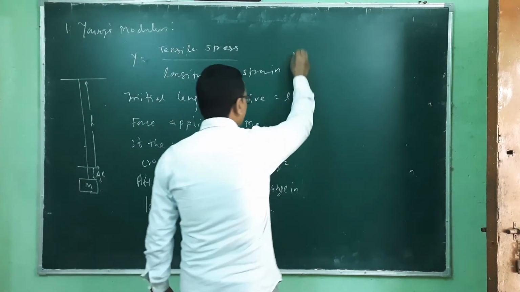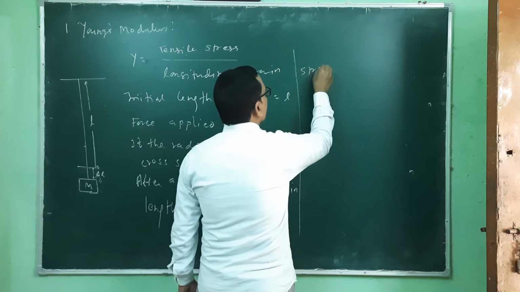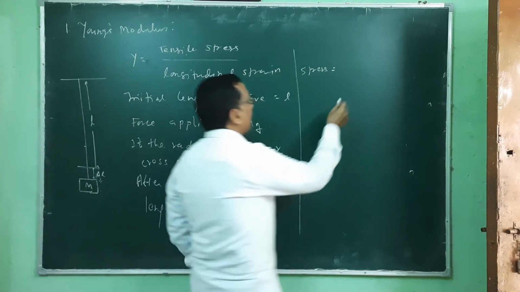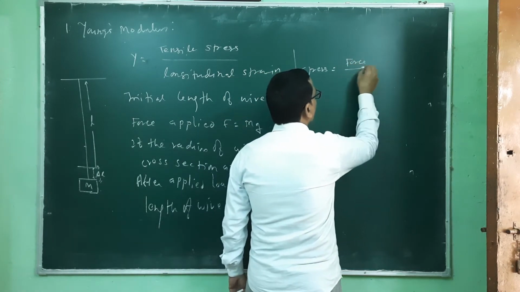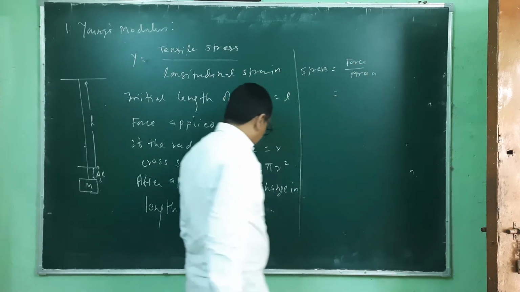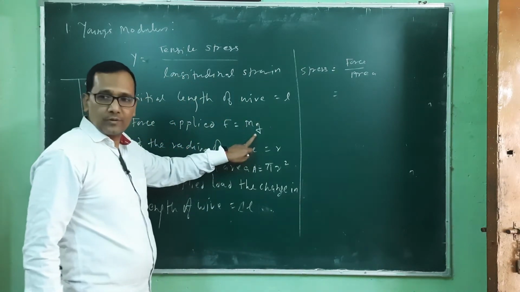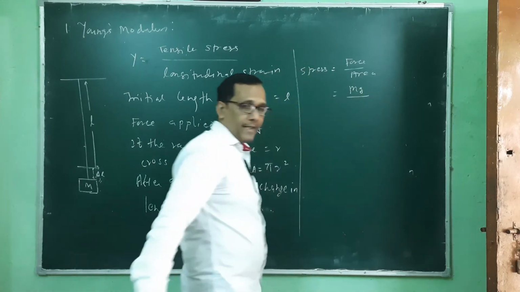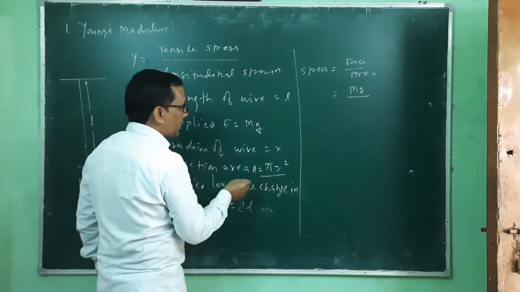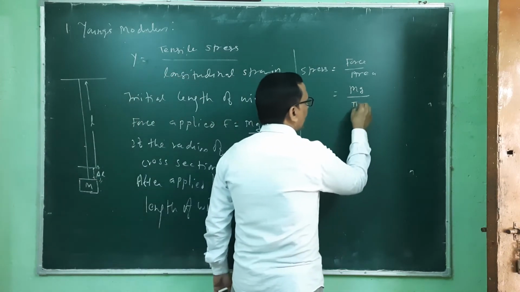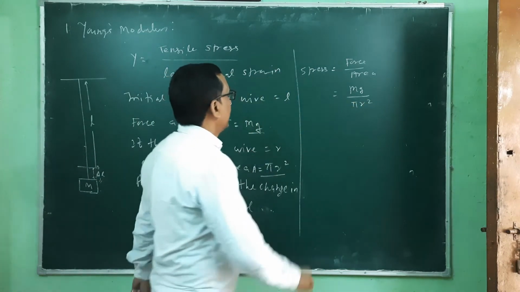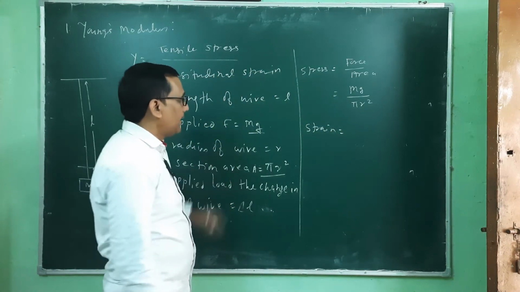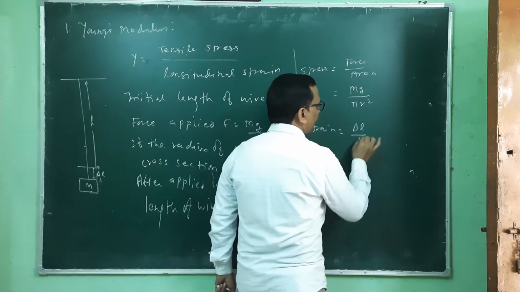Now we can calculate stress. The tensile stress is equivalent to force upon area. The force is equal to that load, so this is mg, and this area is the cross section area, so it is pi R square. And the tensile strain is equivalent to change in length upon original length, so this is delta L by L.